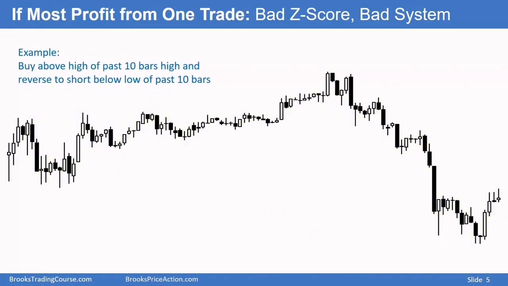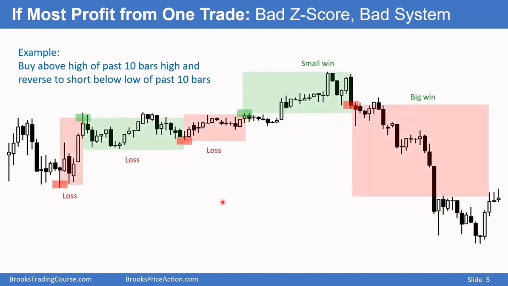Here's another system using the same chart. Instead of buying second entry reversals or high 2 bull flags and selling low 2 bear flags, let's say you bought at the high of the prior 10 bars and you reversed to short below the low of the past 10 bars. It broke to the low of the past 10 bars, you sold. And then you reversed to long at the high of the next 10 bars.